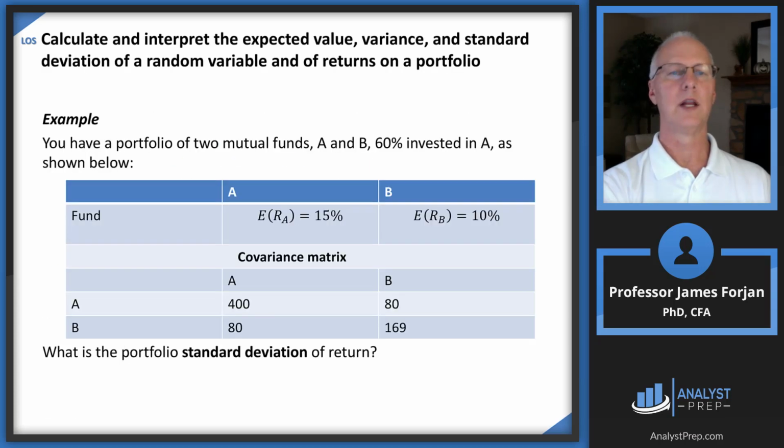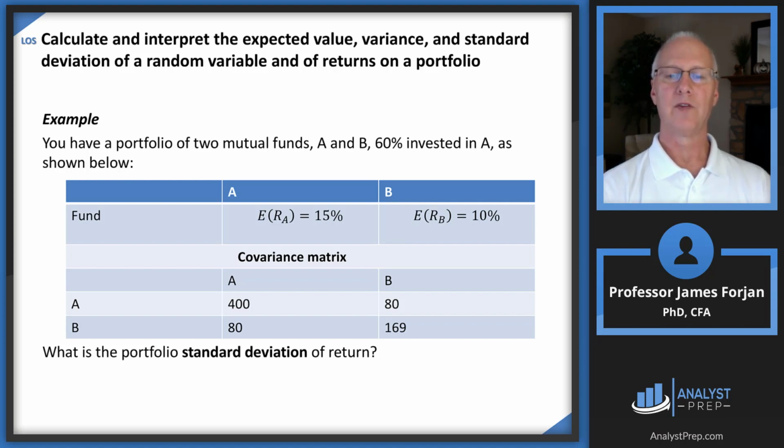All right, so let's take a look at an example. Let's suppose we have two mutual funds, A and B, and we've got 60% invested in A, which means there must be 40% invested in B. A has a 15% return, and B has a 10% return.